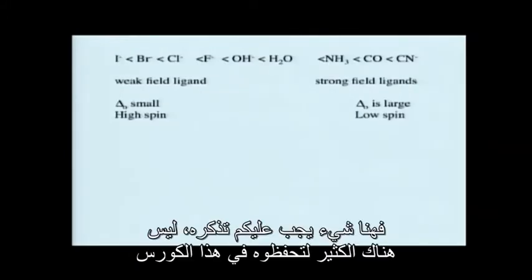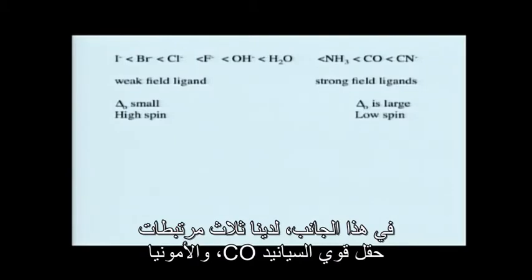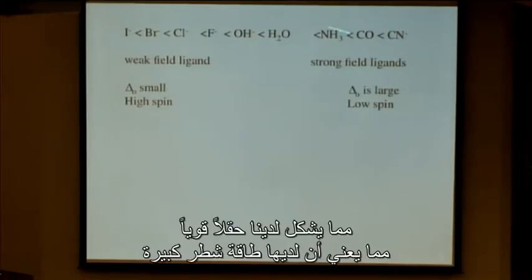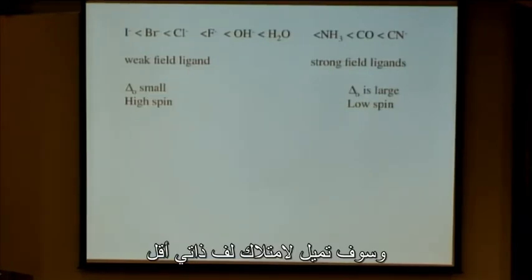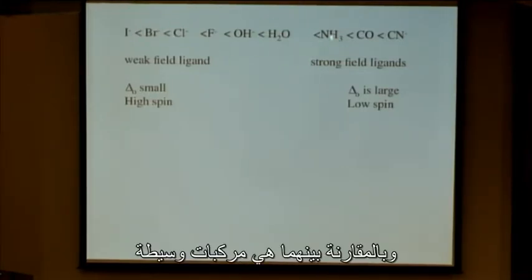So here is something that you actually have to memorize. There's not much memorization in this course, but you do need to memorize these 6 ligands in terms of their ability to split d orbitals. On this side, we have 3 that are strong field ligands: cyanide, CO, and ammonia. Those are going to be strong fields, so they're going to have big splitting energies, and so they'll tend to be low spin. Then we have 3 that are intermediate field: water, hydroxide, and F-. And so in comparing, those are intermediate.